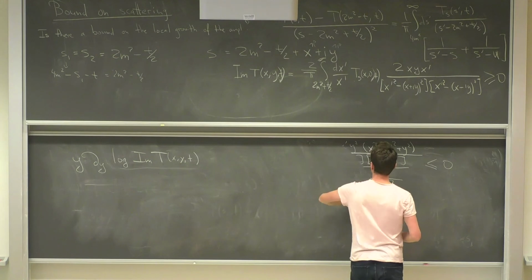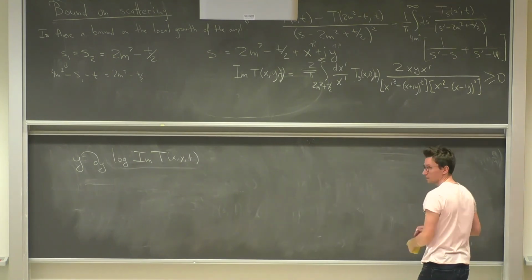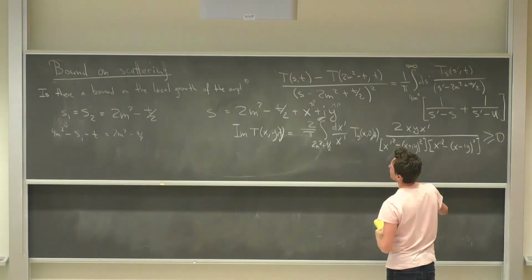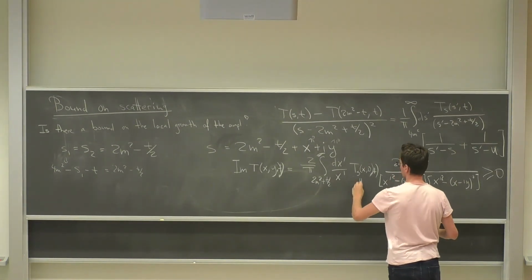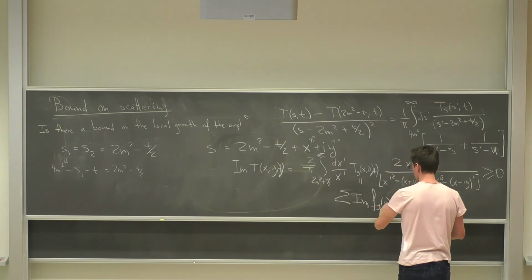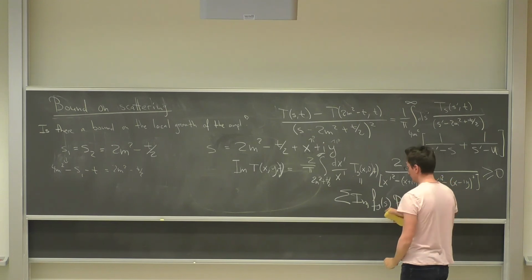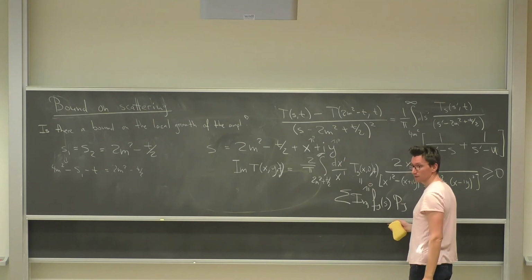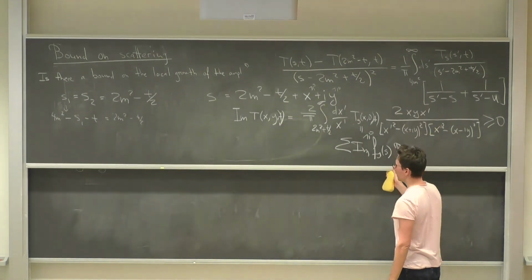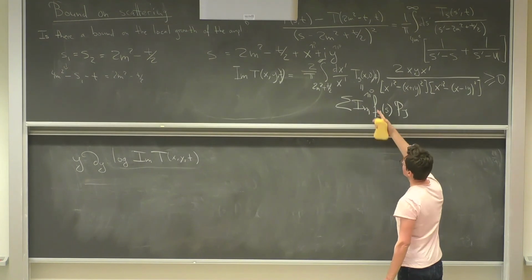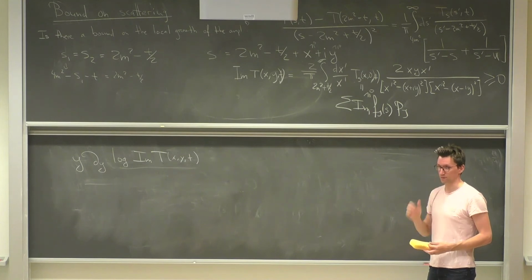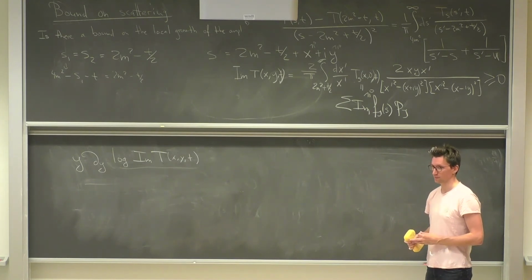No. T of S is a discontinuity of an amplitude, which is related to the imaginary part. And because it's the imaginary part, this is positive. I was just wondering how it was related to the amplitude. T of S is just the imaginary part of the amplitude, just the discontinuity of the amplitude across the S channel. It's not divided by S.